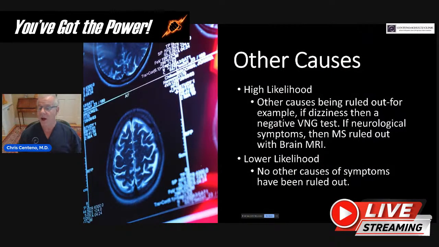And then other causes, and this is simply just making sure that you do good medicine, right? You want to make sure that if you've got dizziness, for example, it's not coming from the inner ear, and that's a VNG test. If you've got neurologic symptoms, then we've ruled out MS with something simple like a brain MRI. And then lower likelihood and a concern is always when I see a patient that has none of these things worked up, and we've got to ask that they get them worked up, or we've got to get basic imaging on that person because it's never been done.